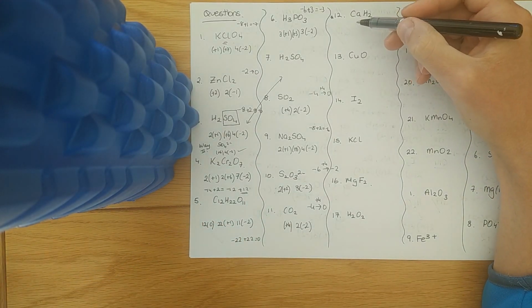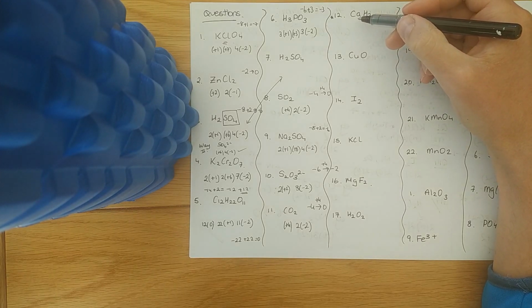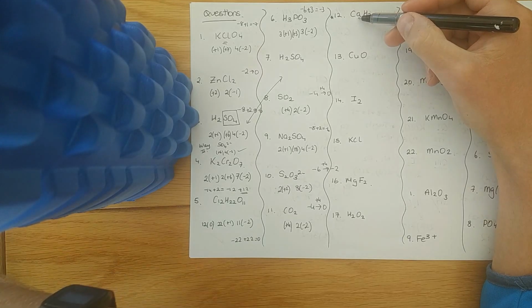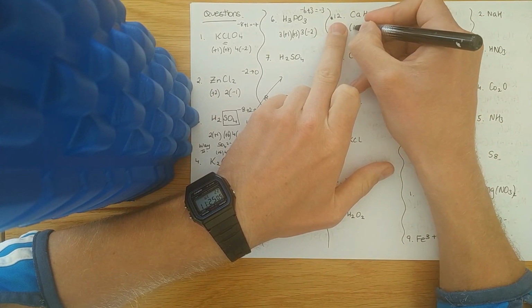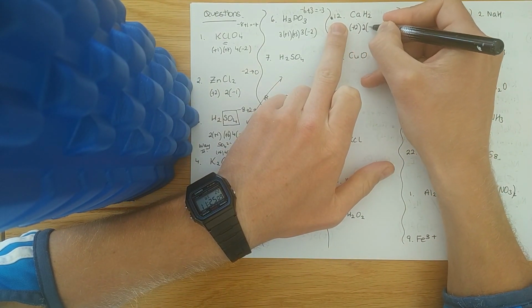CaH2. Now in this, we said that your group 1 or your group 2 metals dictate what hydrogen is going to be. So group 2, that is an alkaline earth metal. It has 2 electrons in its outer shell. It loses these 2 electrons, loses 2 of these negative charges, so that's going to be +2. And here, it's going to be 2 times -1.